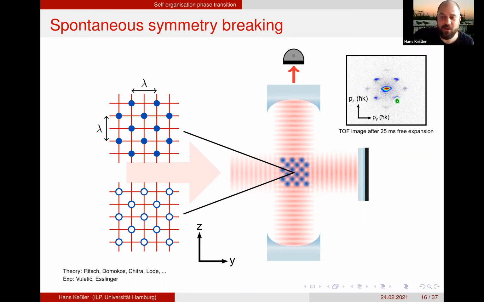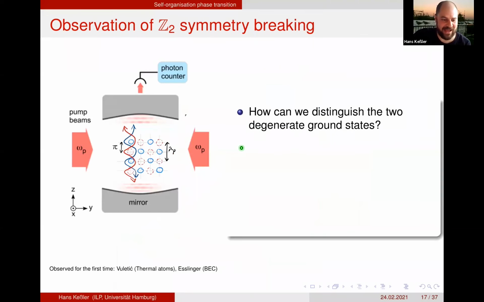But as we only know the amplitude of these momentum modes, we don't know anything about the position in space. So we cannot distinguish these two states. So how can we distinguish? Yes, we can, and it was observed first by Vladan Vuletic with thermal atoms, and in the Esslinger group with the BEC. So this is nothing new, and it's nothing we invented. We just repeated it because we need it for the observation of our dynamical phases.